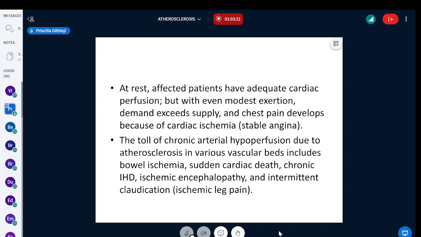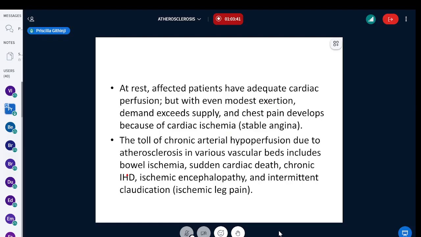At rest, most of these affected patients will have adequate cardiac perfusion, but with even modest exertion, demand exceeds supply and chest pains develop because of cardiac ischemia, and this is what we call stable angina. We're going to discuss this in a few minutes.